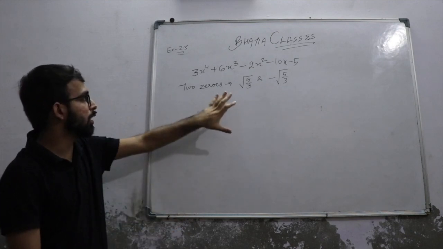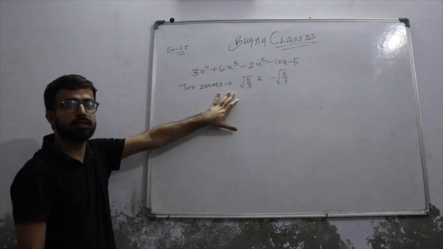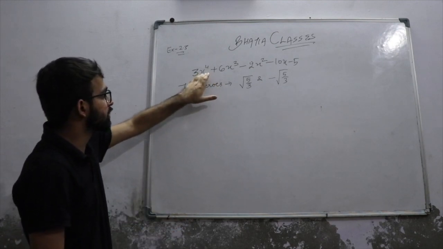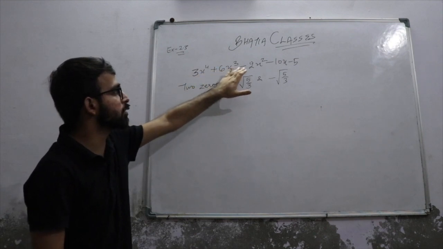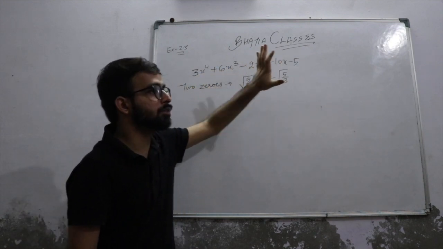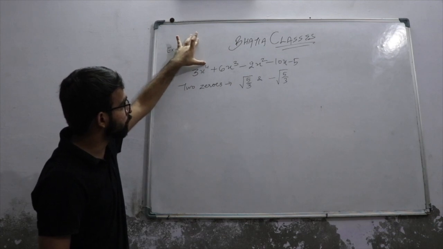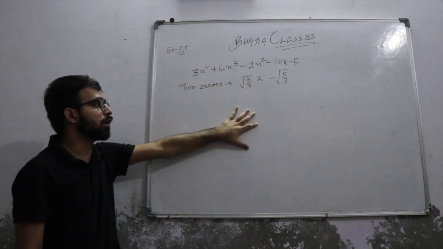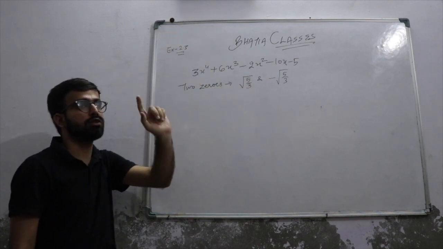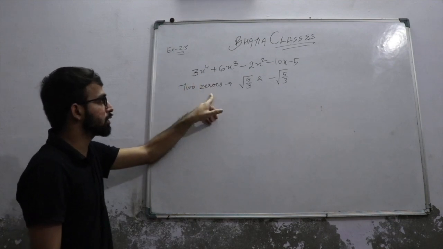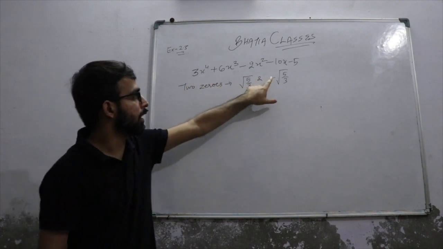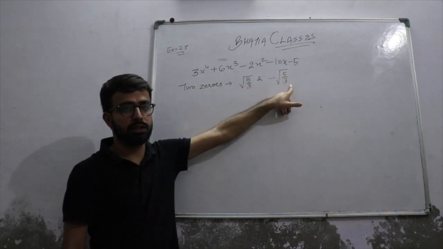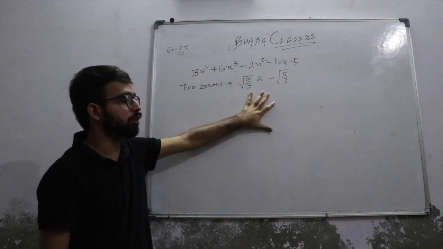Now let's do the third sum. In this sum, you are given 3x power 4 plus 6x cube minus 2x square minus 12x minus 5. The largest degree of x is 4. Therefore, you have to find 4 zeros of this equation. 2 zeros are given, root 5 by 3 and minus root 5 by 3. You have to find the other 2 zeros.